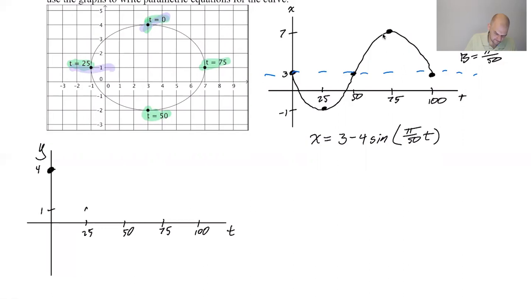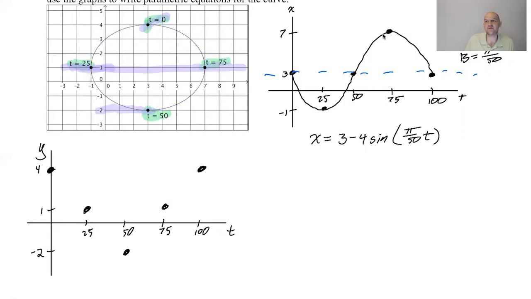We'll say here, when t is 50, y is -2. So let's put that here. Then when t is 75, we better be back at 1. Let's just confirm that. 75, yep. Back at 1. And then when t is 100, we should be back at 4. And if we go round trip, that's where we end up.